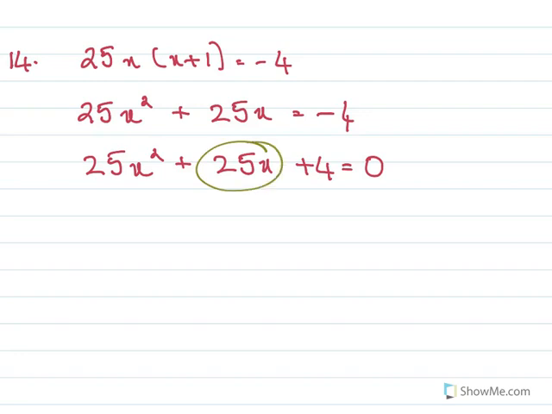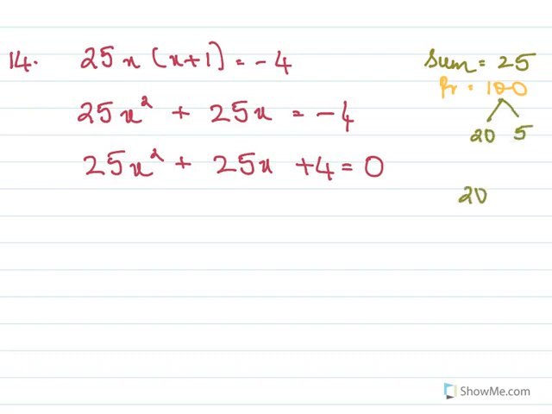Now I have to split 25. So sum should be 25, and the product should be 25 and 4, that is, the product should be 100. And the factors will be 20 and 5, because 20 plus 5 gives us 25, and 20 into 5 gives us 100.